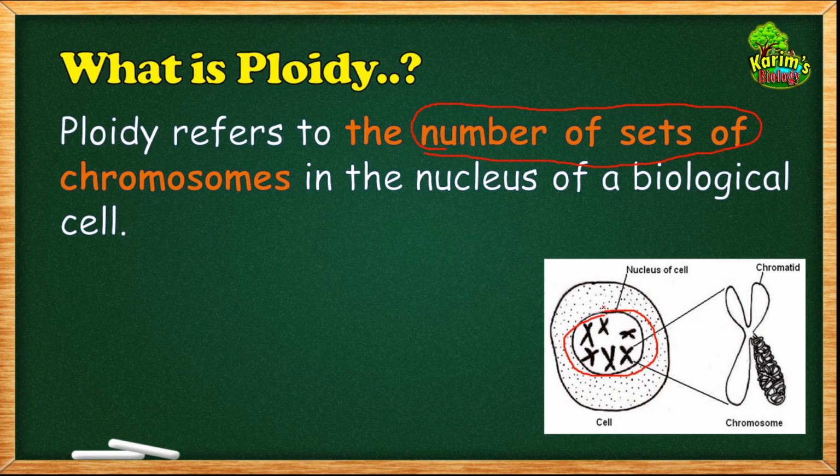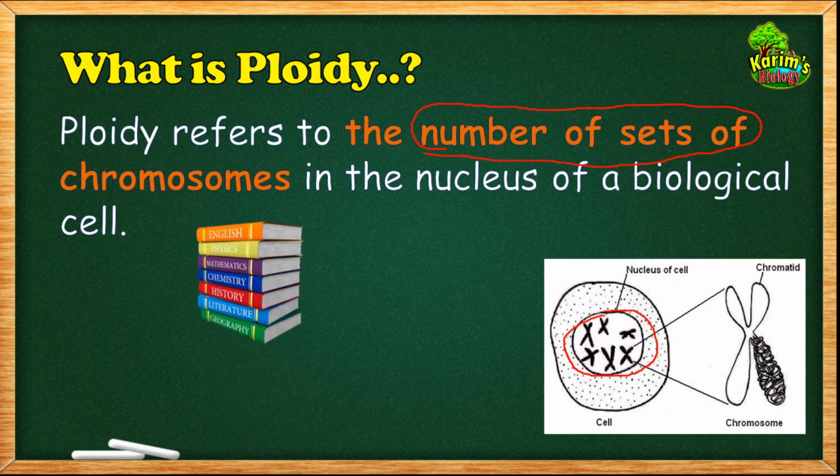So now, what is the relation between this ploidy and chromosomes? As the definition suggests, ploidy refers to the number of sets of chromosomes in the nucleus of a biological cell. Before going into the details, let me explain this with a small example. What you see over here is a pile of books, right? How many textbooks are here? You can count the number of textbooks. This is the first one, second, third, fourth, 5, 6 and 7 books. So this is a pile of 7 books.